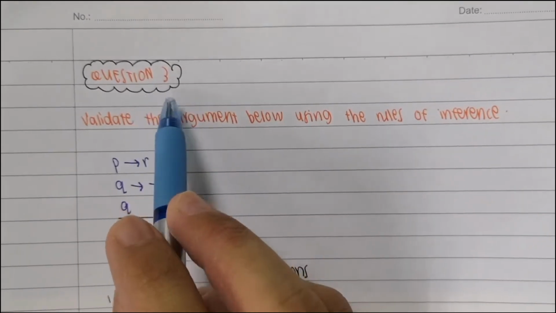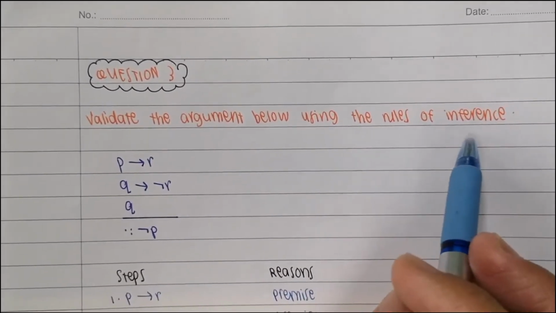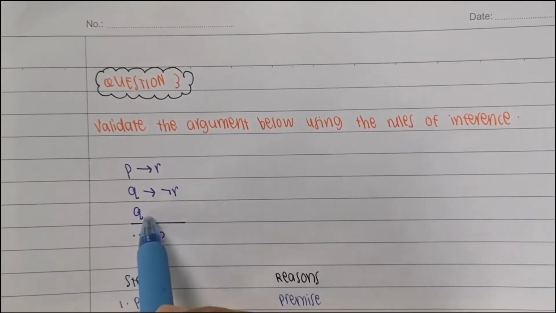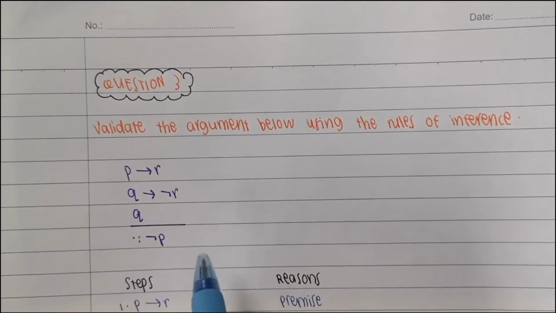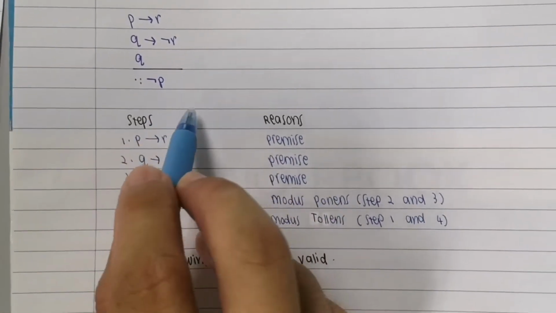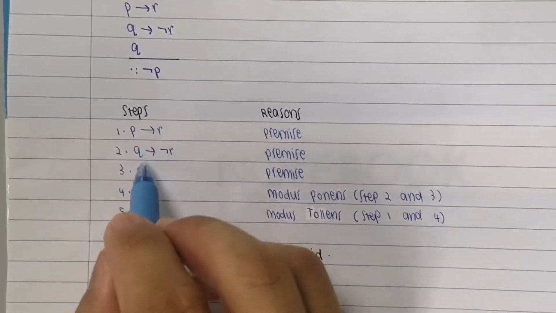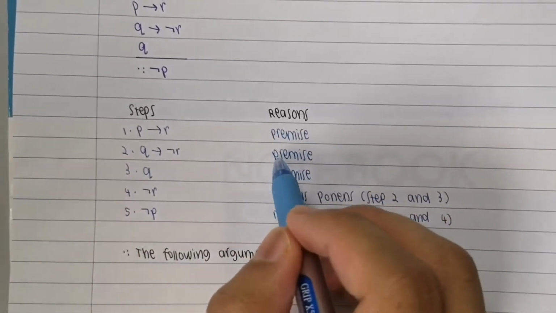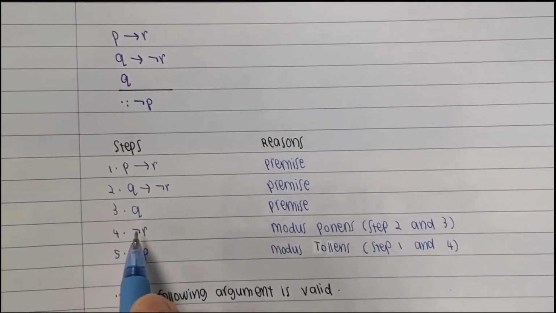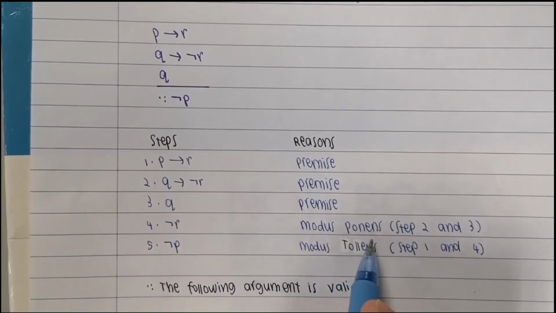So next, question 3. This question requires us to validate the argument below using the rules of inference. The argument that we have here is P implies R, Q implies not R, Q, and the conclusion is not P. Let me explain how we get not P as the conclusion. In step 1, P implies R. In step 2, Q implies not R. In step 3, Q are the premises from the argument. In step 4, we get not R from step 2 and step 3 by using the rule of modus ponens.